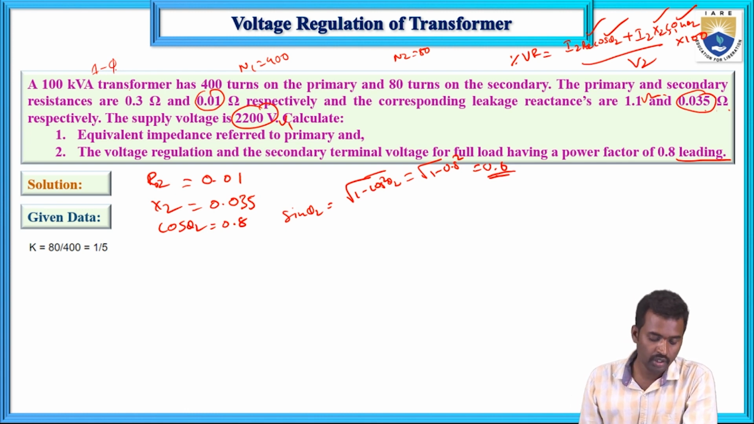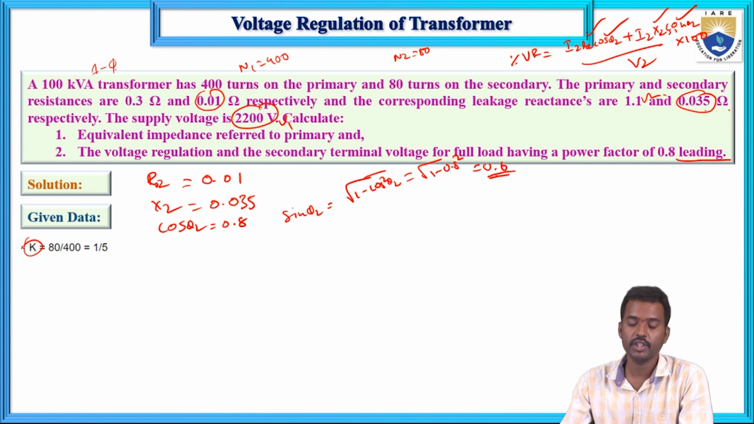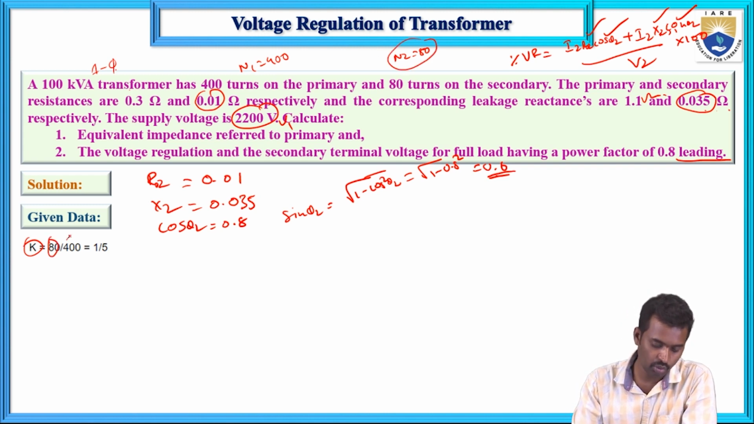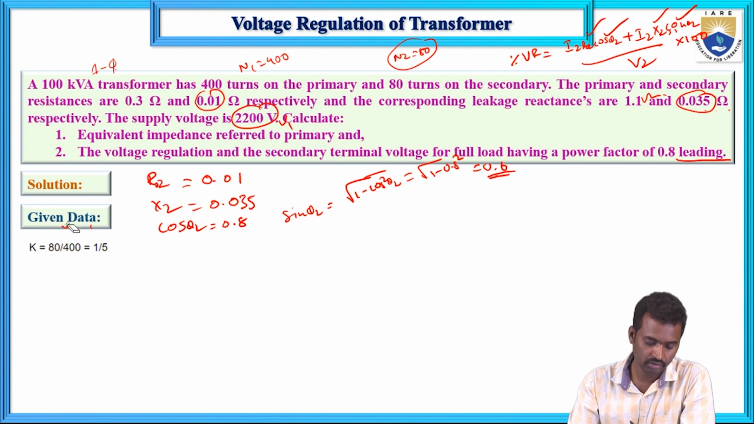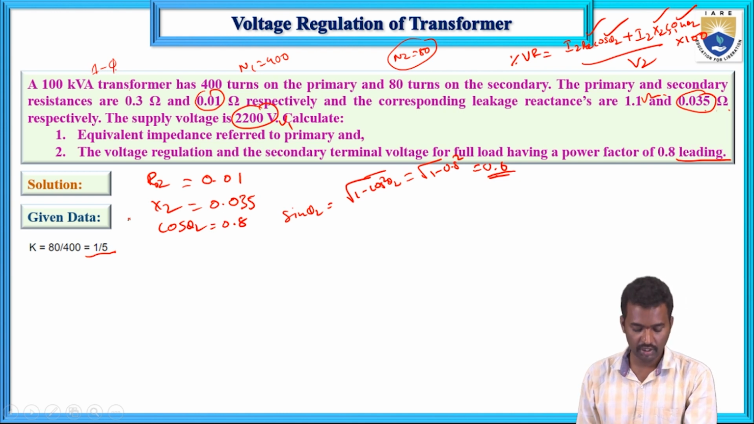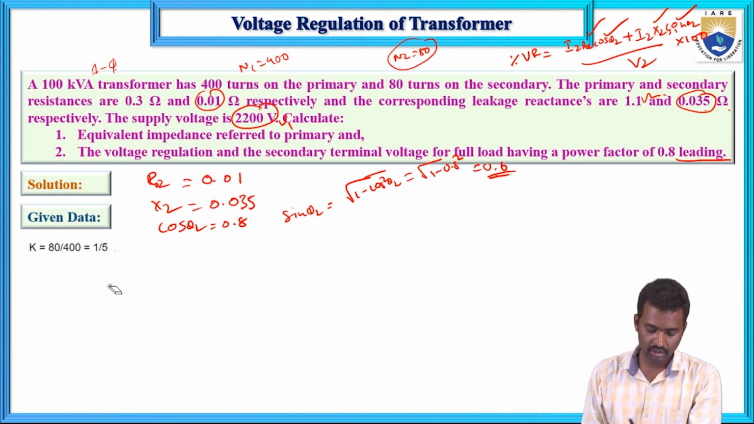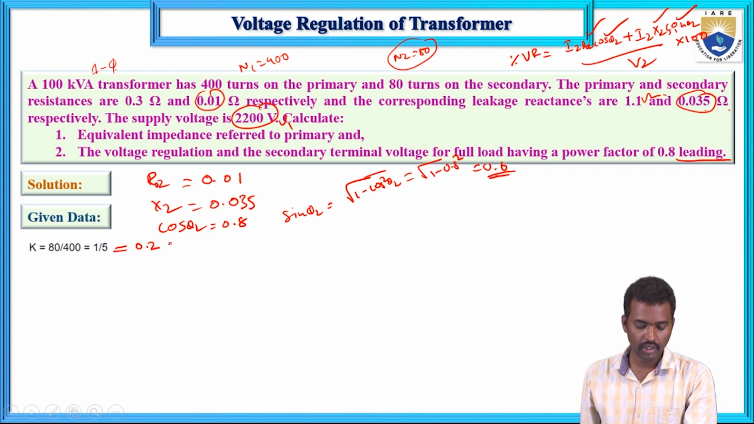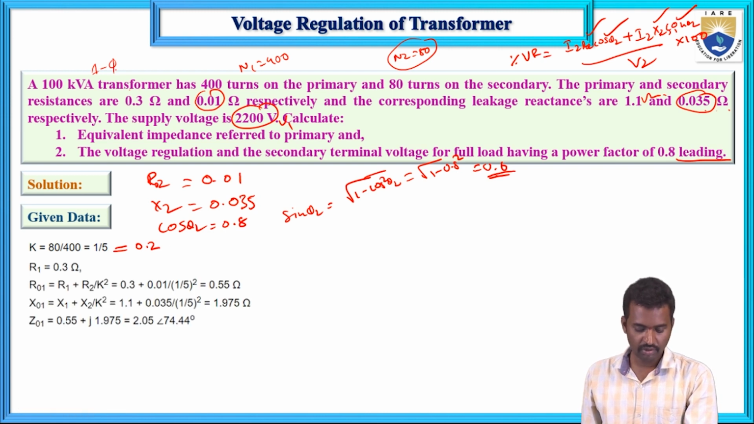So now here, turns ratio N2 by N1. Here N2 is 80. This is N2 by N1, that equals 1 by 5. So turns ratio equals 1 by 5, that equals 0.2. Now here the equivalent resistance referred to the primary.